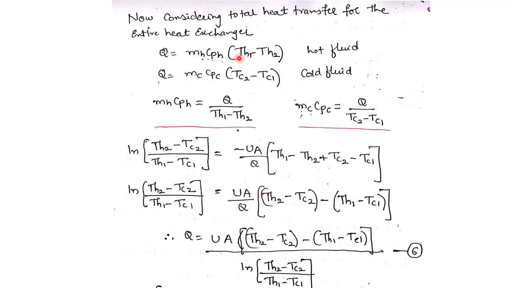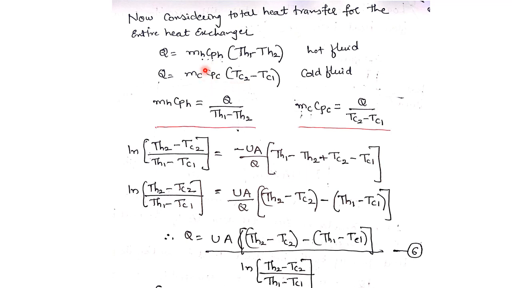Here you can see we have written TH1 minus TH2, because the temperature of the hot fluid at the inlet will be more than the temperature of the hot fluid at the exit of the heat exchanger. Here the temperature of the cold fluid at the exit of the heat exchanger will be more than the temperature of the cold fluid at the inlet. For that purpose we have written TC2 minus TC1, because this temperature is greater here.